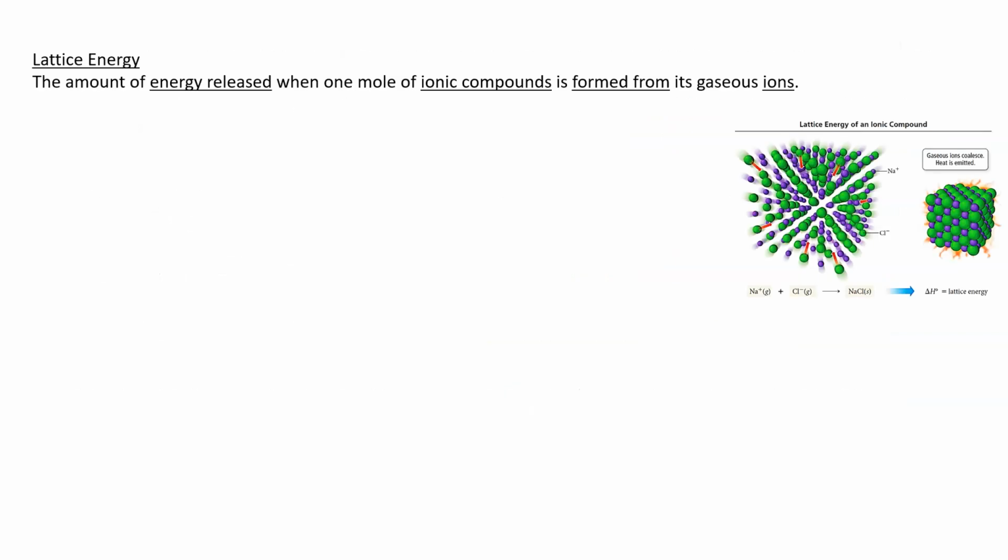Now let's talk about lattice energy. Lattice energy is the amount of energy released when 1 mole of ionic compound is formed from its gaseous ions. So we've got this picture over here that shows a bunch of gaseous ions, sodium ions and chlorine ions, snapping together to form an ionic compound. When they do that, it releases some heat. It releases some energy. That's called the lattice energy.